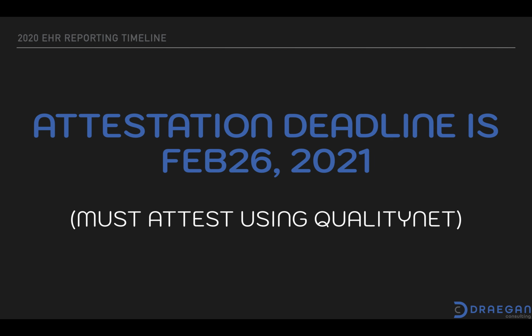So last but not least, the attestation deadline for the 2020 Promoting Interoperability EHR Reporting is February 26th of 2021, and attestations must be done using QualityNet. There is a different deadline if a hardship exception is going to be applied for, but the general deadline for the reporting year is February 26th. So keep that in mind. And your payment year, as always, will be 2 years past the reporting year. So that would be 2022, where you would look to achieve no penalties.